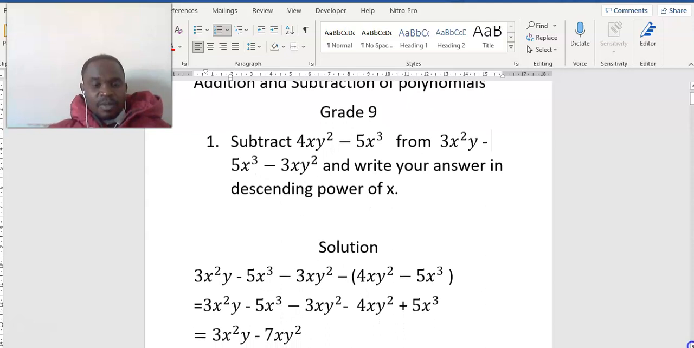Now let's see how we are going to do that. So we are going to have 2x squared minus 2x squared y. That is what I've brought down here. Then minus plus is going to give you minus. Then minus times minus is going to give you plus. So take note of this one. Minus times minus is what? Plus. Alright? Okay.